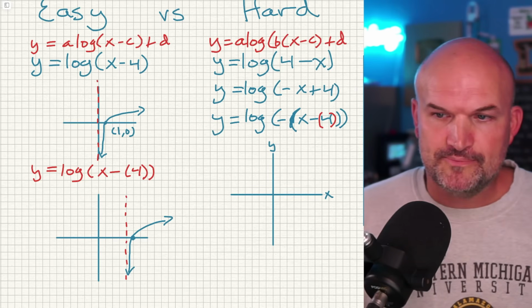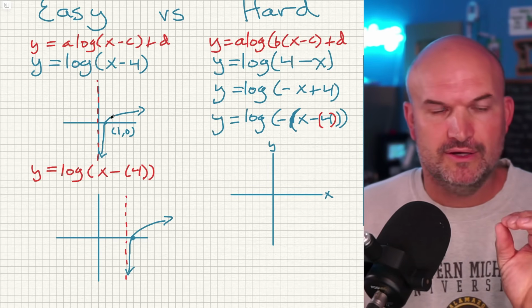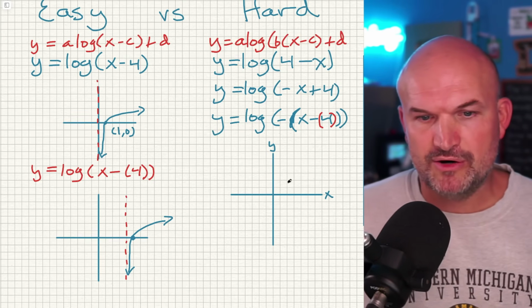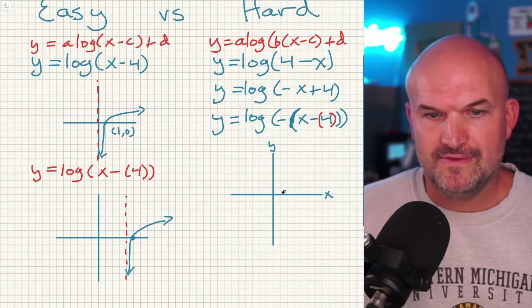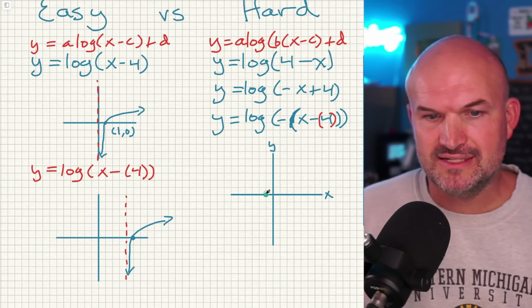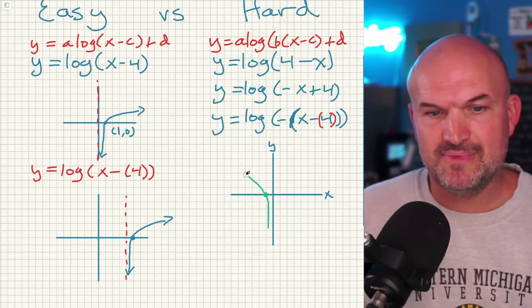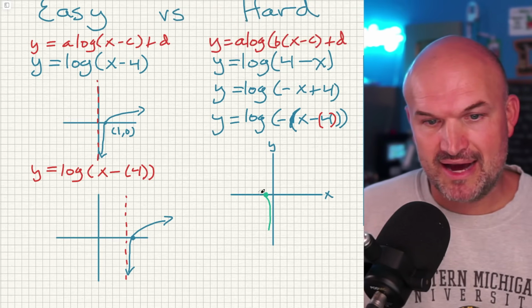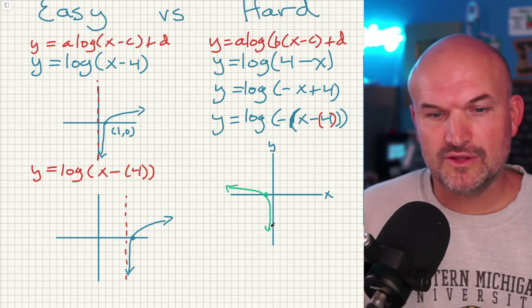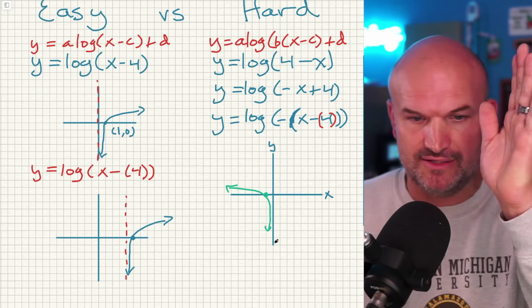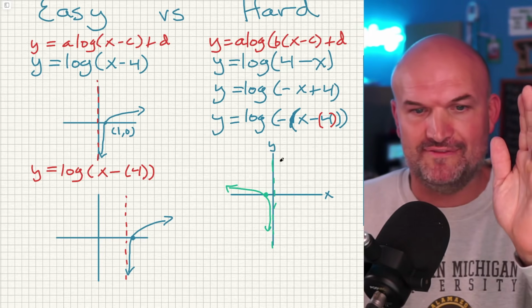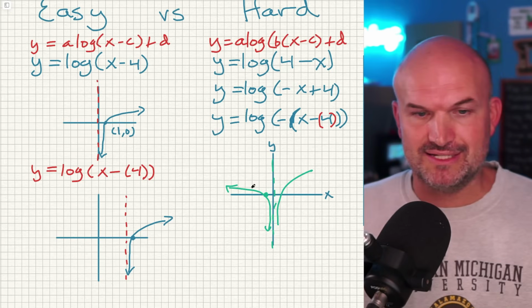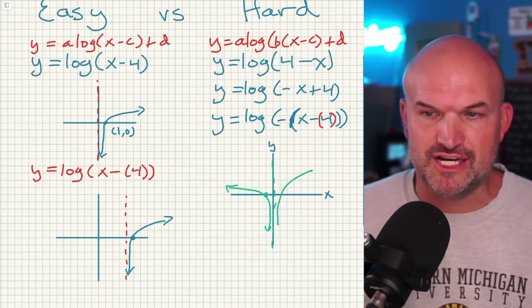So what I'm going to do is take my original parent graph, and I need to reflect it about the y-axis. So my original parent graph would look something like this. Then what I'm going to do is reflect it about the y-axis. Now the cool thing about that is my, I'm sorry, not my x-intercept, my vertical asymptote is not changing, right? That's still right here. So if that graph originally was looking like that, if I reflect that about the y-axis, the asymptote did not change.